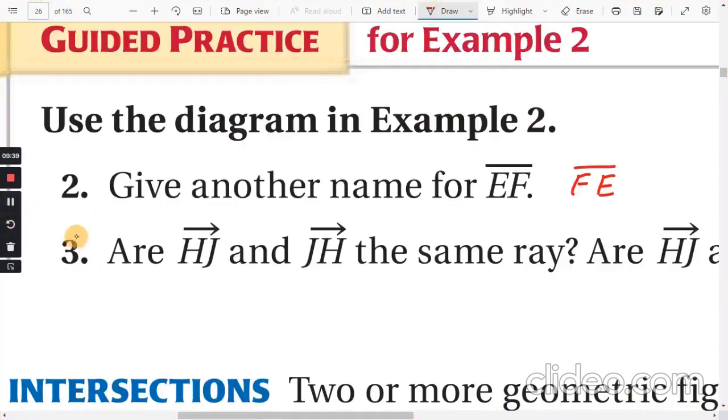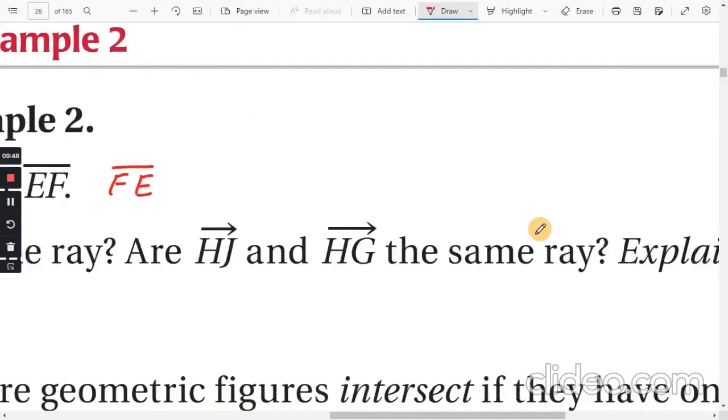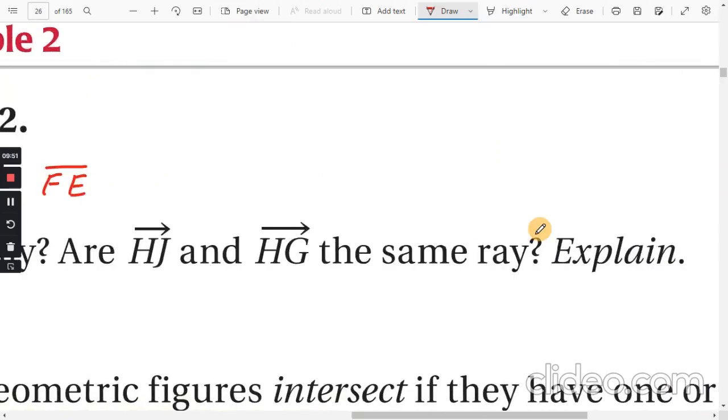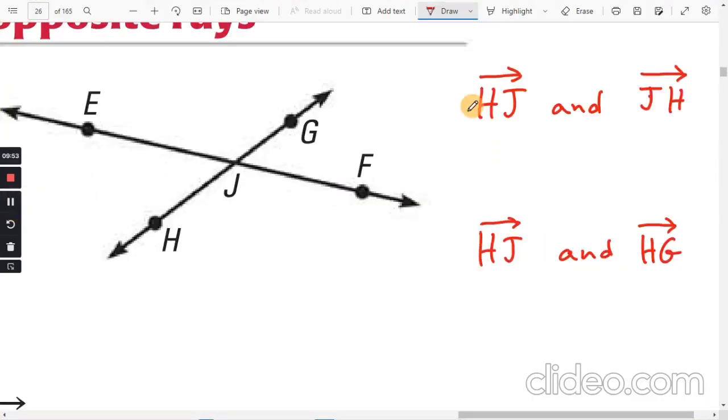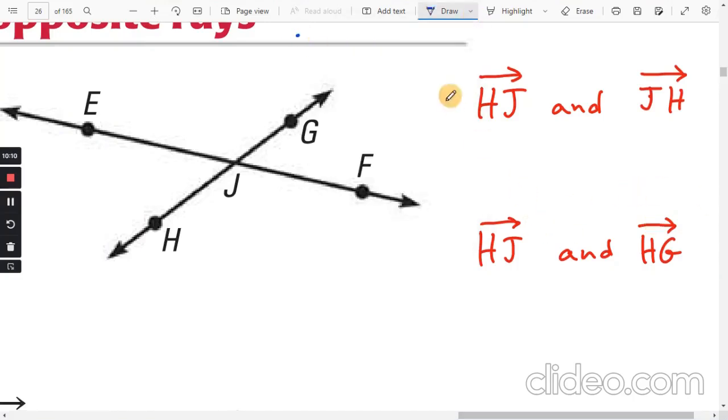Guided practice number 3: are HJ and JH the same ray? Are HJ and HG the same ray? Explain. Let's take a look. Using the diagram, tell me if HJ and JH are the same ray or HJ and HG are the same ray. Please try that one. As far as HJ and JH, the answer is no, because they have different endpoints.